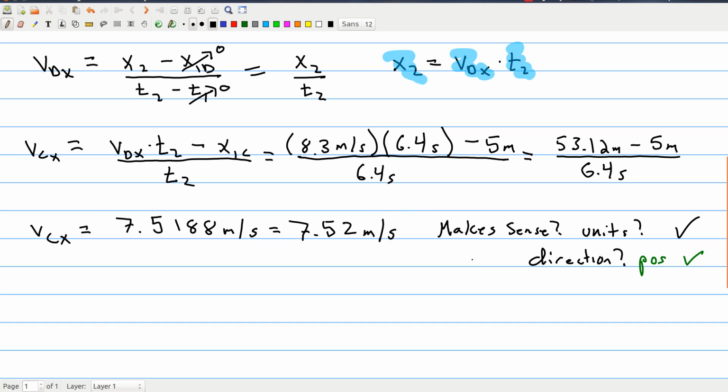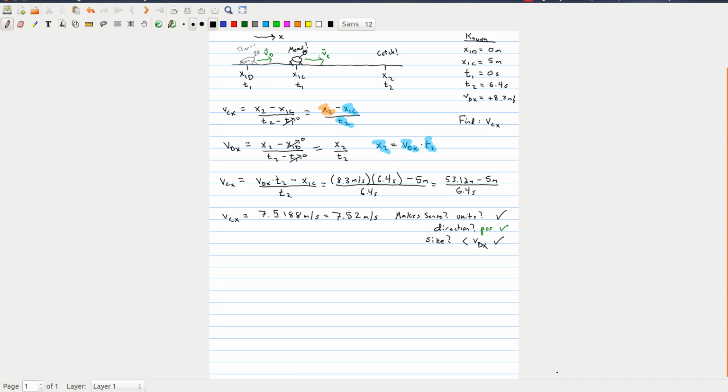And next we can try and get an idea about the size. Well, we found a size of 7.52 meters per second, and that's less than the dog's speed, which was 8.3 meters per second, which makes sense because the dog has to be able to catch the cat. So we found a size that was less than the dog's velocity, so that makes sense. So our answer seems to make sense, so we could go enter it into long kappa, and sure enough, that would be correct. So hopefully this was helpful.